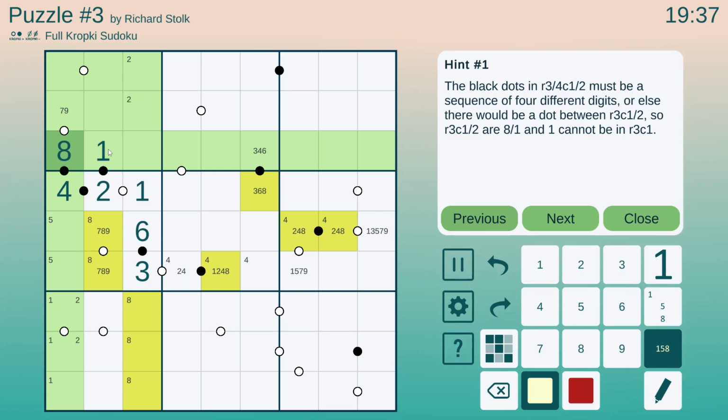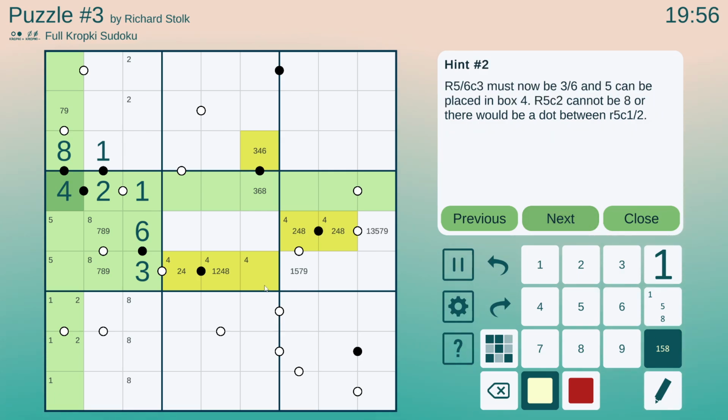Wait, now I don't even remember how I started this puzzle. One cannot be in row 3, column 1. Oh, right. I figured this out earlier because it would port 2 2s. They just didn't say that part. Okay, row 5, 6, column 3 must now be 3, 6, and 5 can be placed in box 4.